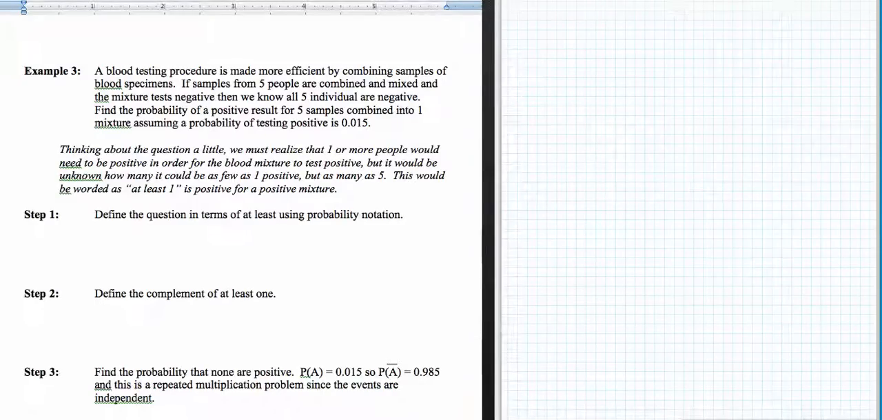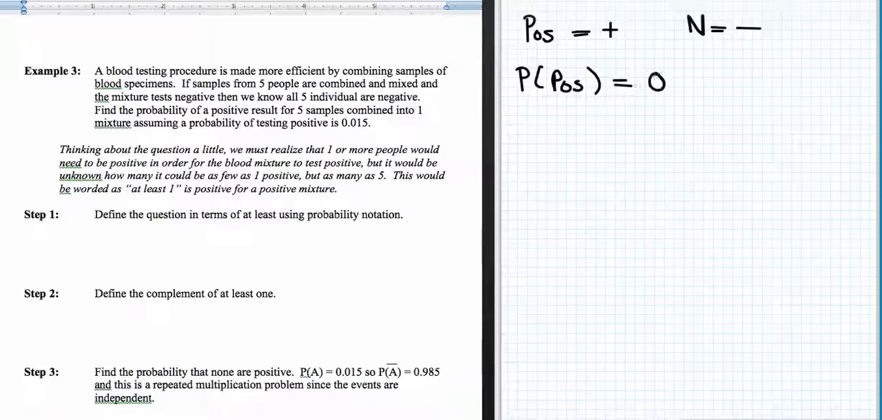Okay, so what we want to do is get some notation going here to solve this blood testing problem. So I'm going to use POS to be positive, and I'm going to use N to be negative. And the first thing that I see is that the probability of testing positive is equal to 0.015.